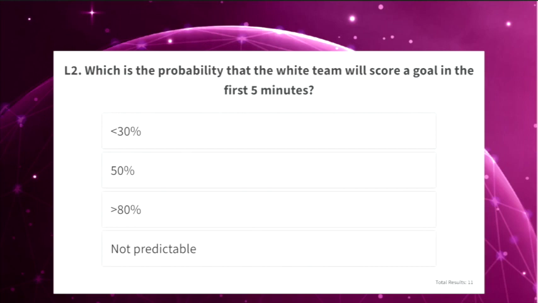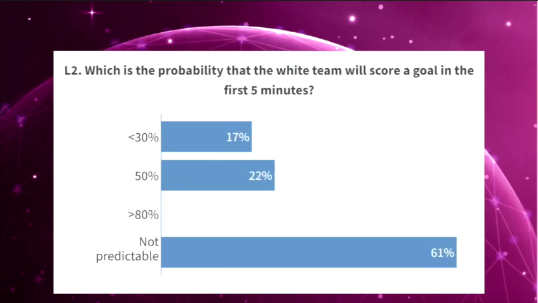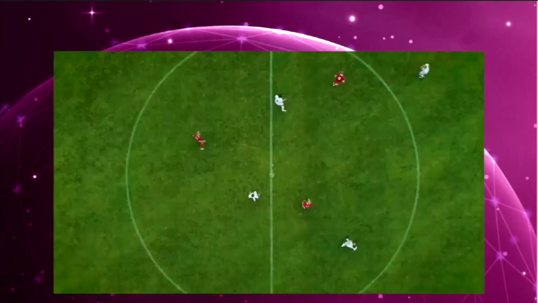I think we can see the result. And so 61% of you are in agreement that it is not predictable from 5 seconds of the first kickoff of the match. It's not predictable. So I would like to know the people that say 50% and even less than 30%, because I think they have an incredible talent for understanding which is the stronger. But I have a second question.